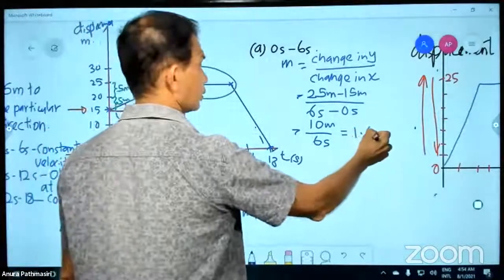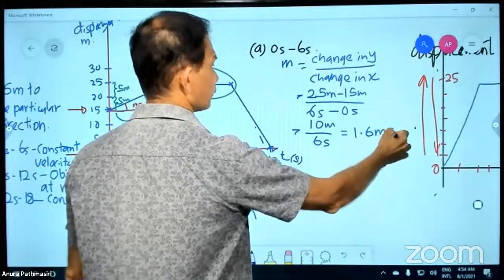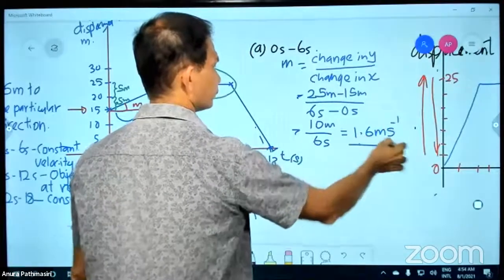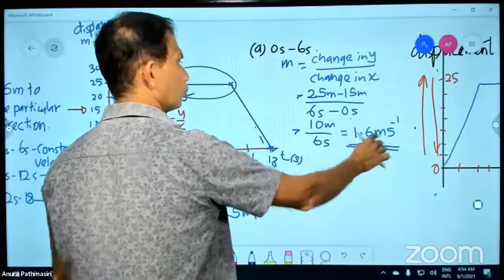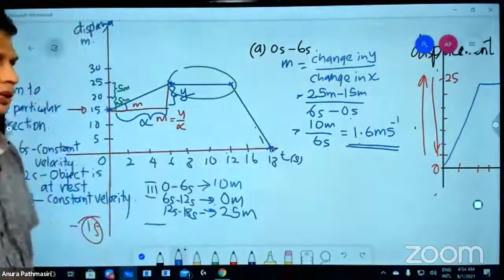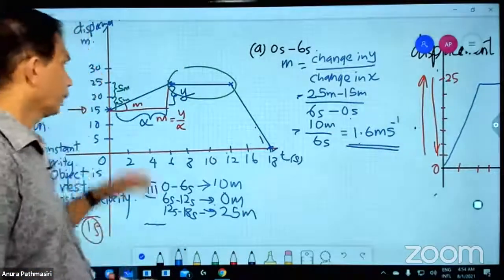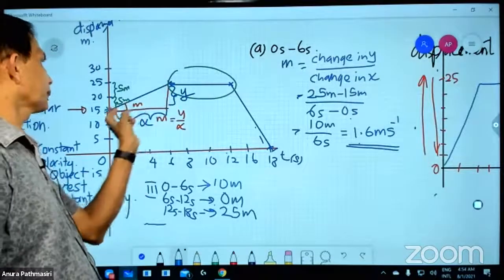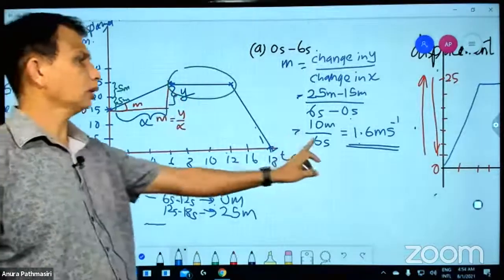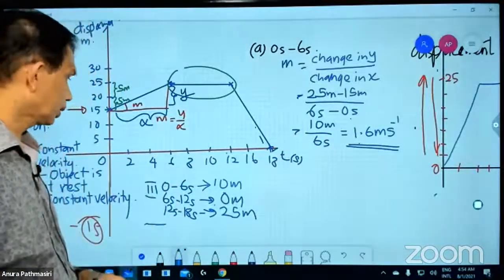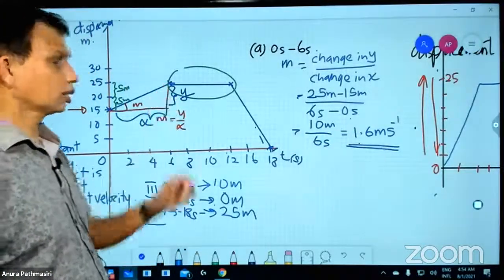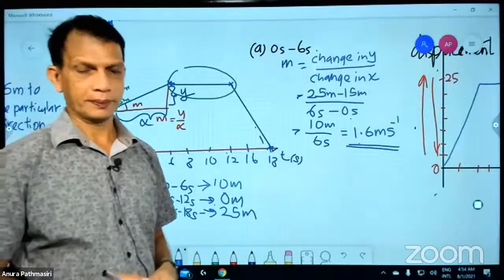1.6 meters per second. Right. So that means during this particular period, the magnitude of the motion is 1.6 meters per second. Actually, it is the constant velocity.